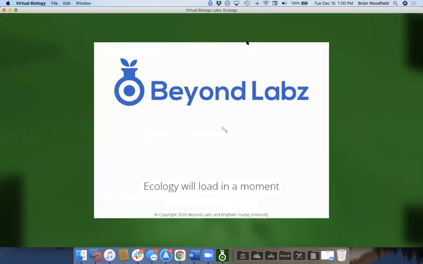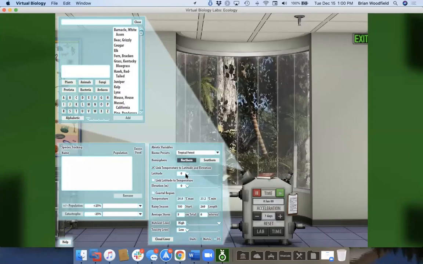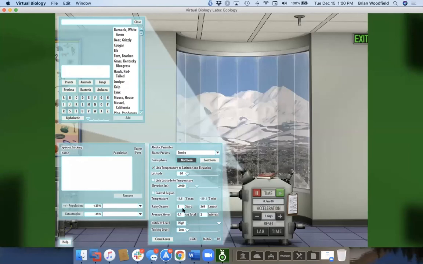In the ecology lab, what we have here is, again, we have our species, and what you can do is pick different biomes, southern hemisphere, northern hemisphere, and then what you can do is change your elevation, for example, or change your latitude. Based on average weather patterns across the globe that we put into this, you get where you're at, latitude, elevation, you get different amounts of water and different temperatures.